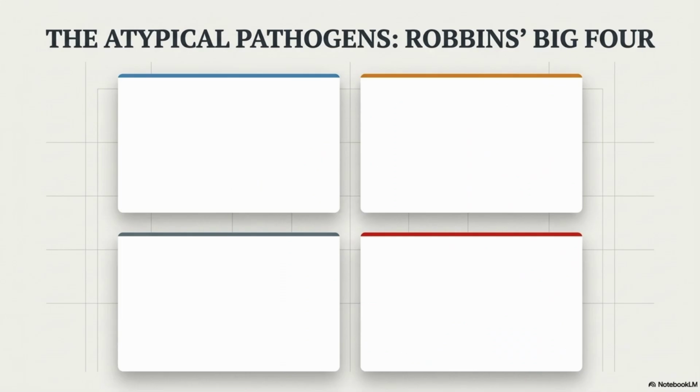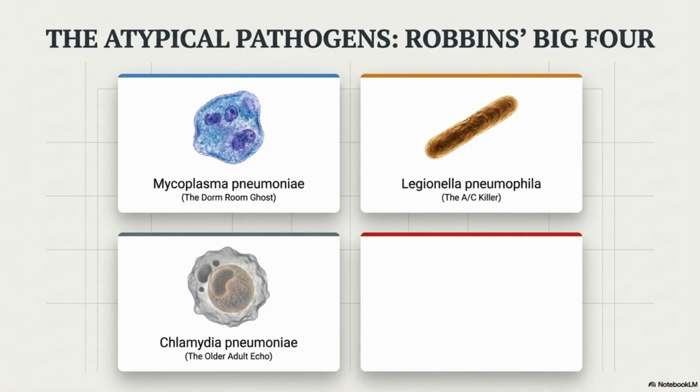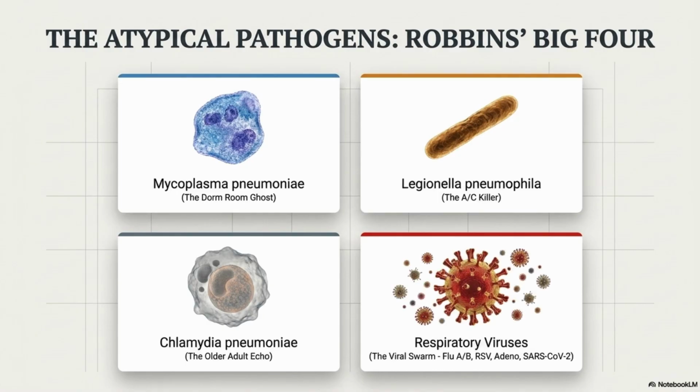Let's introduce the culprits, the atypical pathogens. First, we have Mycoplasma pneumoniae or the dorm room ghost. Second, Legionella pneumophila, the AC killer. Third, Chlamydia pneumoniae, the older adult echo. And fourth, the respiratory viruses which act as this viral swarm, including flu A and B, RSV, adenovirus, and SARS-CoV-2.